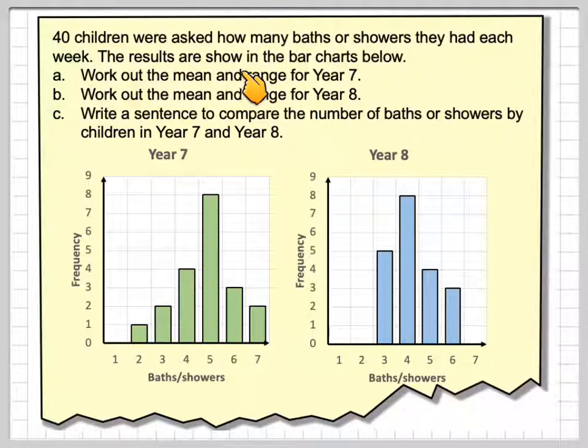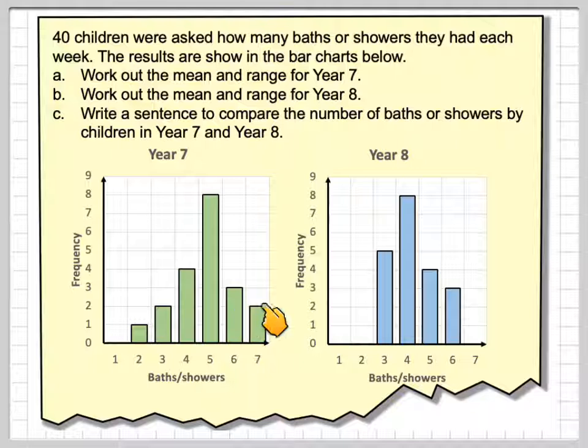40 children were asked how many baths or showers they had each week. The results are shown in the bar charts below. Work out the mean and the range for year 7. Work out the mean and the range for year 8. Write a sentence to compare the number of baths or showers by children in year 7 and year 8.